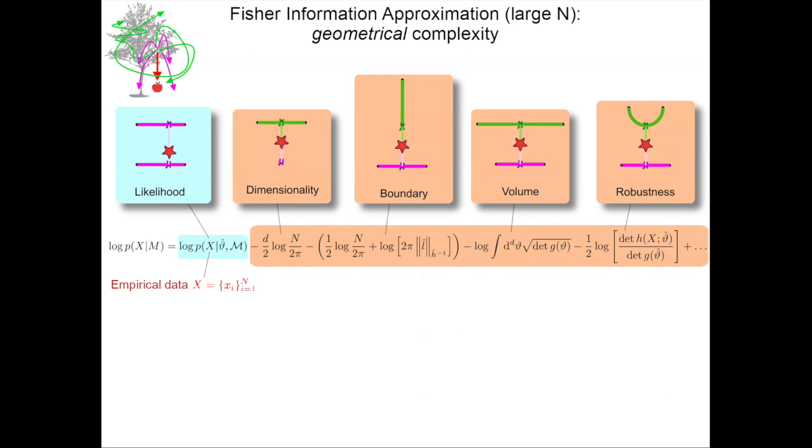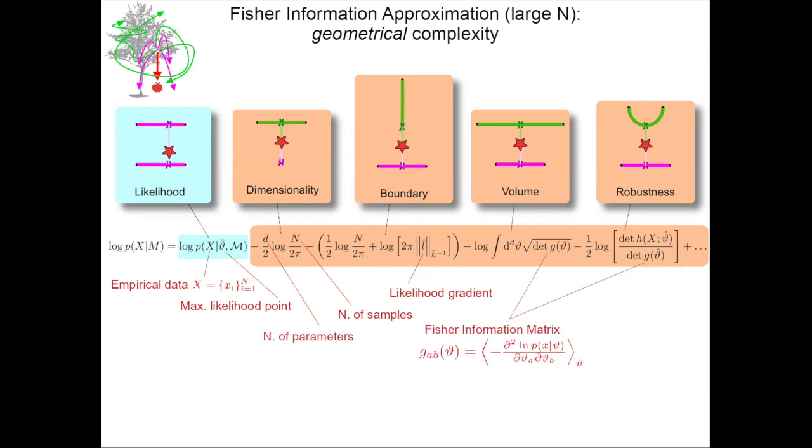This one is called dimensionality, and it counts the number of parameters of the model, and it also depends on the number of samples. This one, I'm not going to interpret the equation, but it captures the presence of boundaries in your model. This one measures the volume of your model, for instance the length of this bar, as we'll see in a second. And this one that we call robustness is related to the curvature of your model in proximity of the maximum likelihood point.